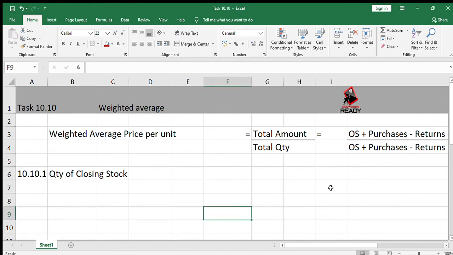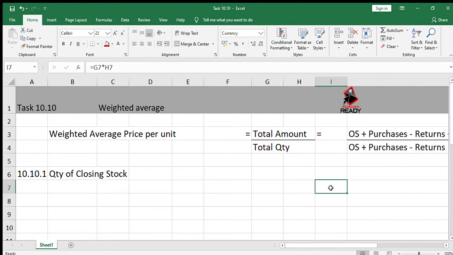Hi guys, I'm now doing task 10.10. This is a task on the weighted average method of inventory valuation. So far we've done specific identification, FIFO, and now weighted average. If you look in your textbook from page 416 to 418, there is an illustrative example using milk bottles, etc., which you can have a look at. We're doing task 10.10 now.